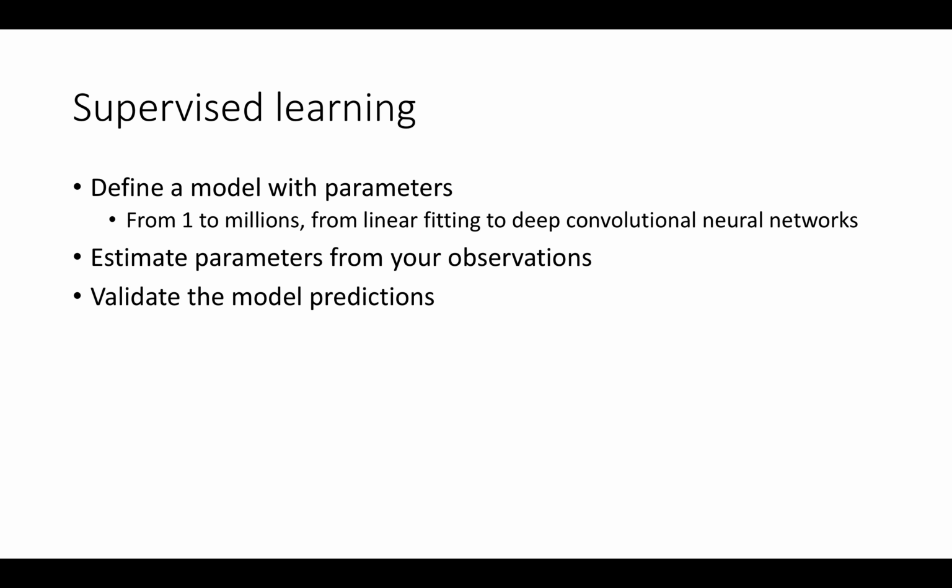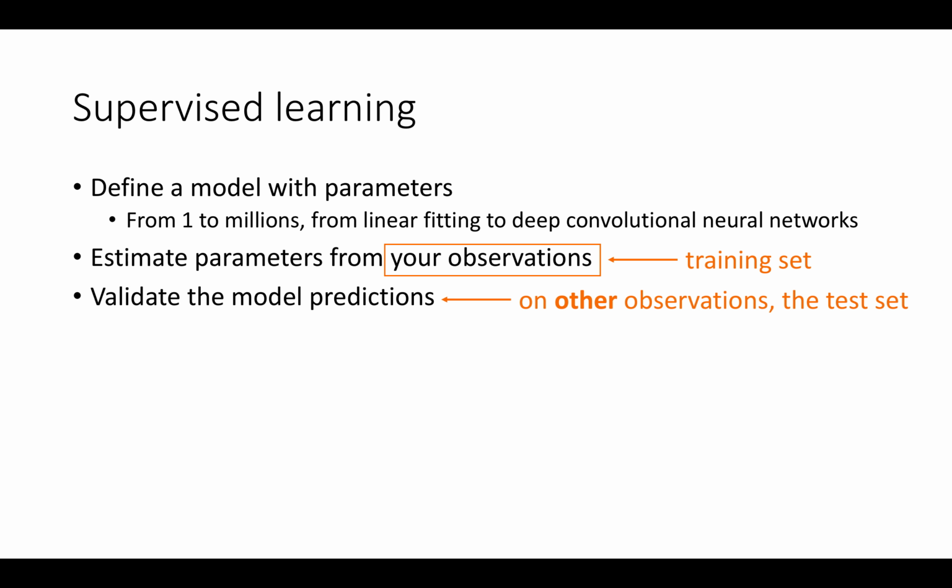If we go back though and say step by step what actually happens: we define a model with parameters. It doesn't have to be a CNN, right? It could still be linear fitting. That would still be machine learning. It has a very different range of parameters, from 1 to millions. We estimate the parameters from the observations we have, and then we validate the model predictions.